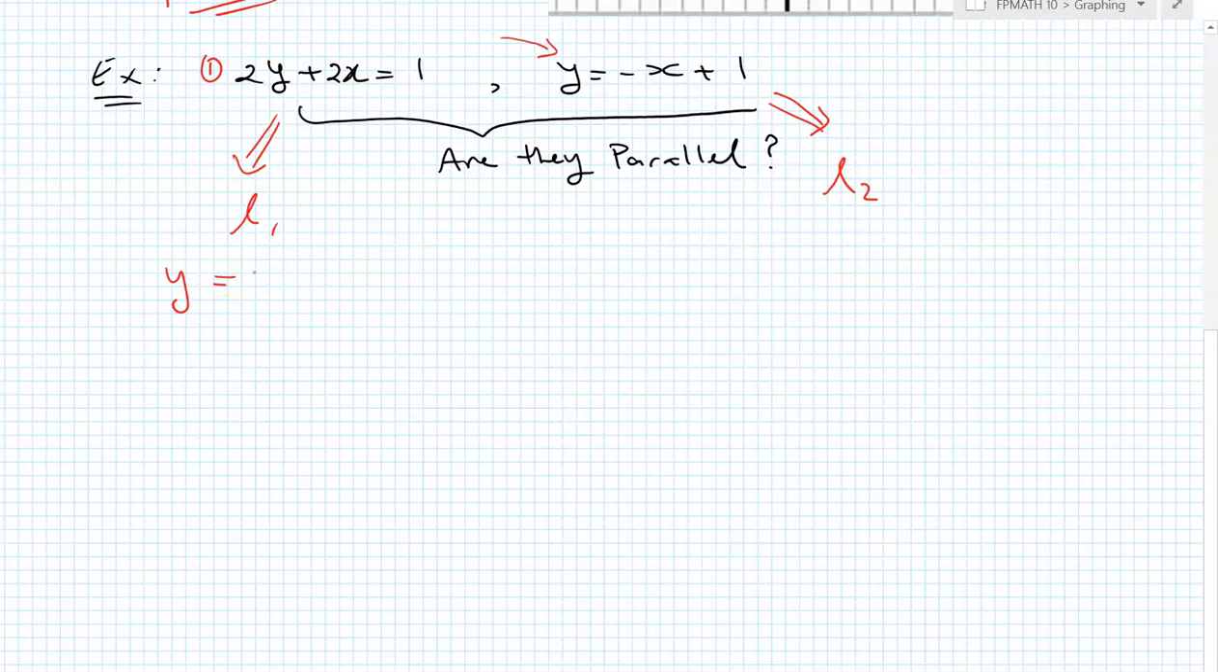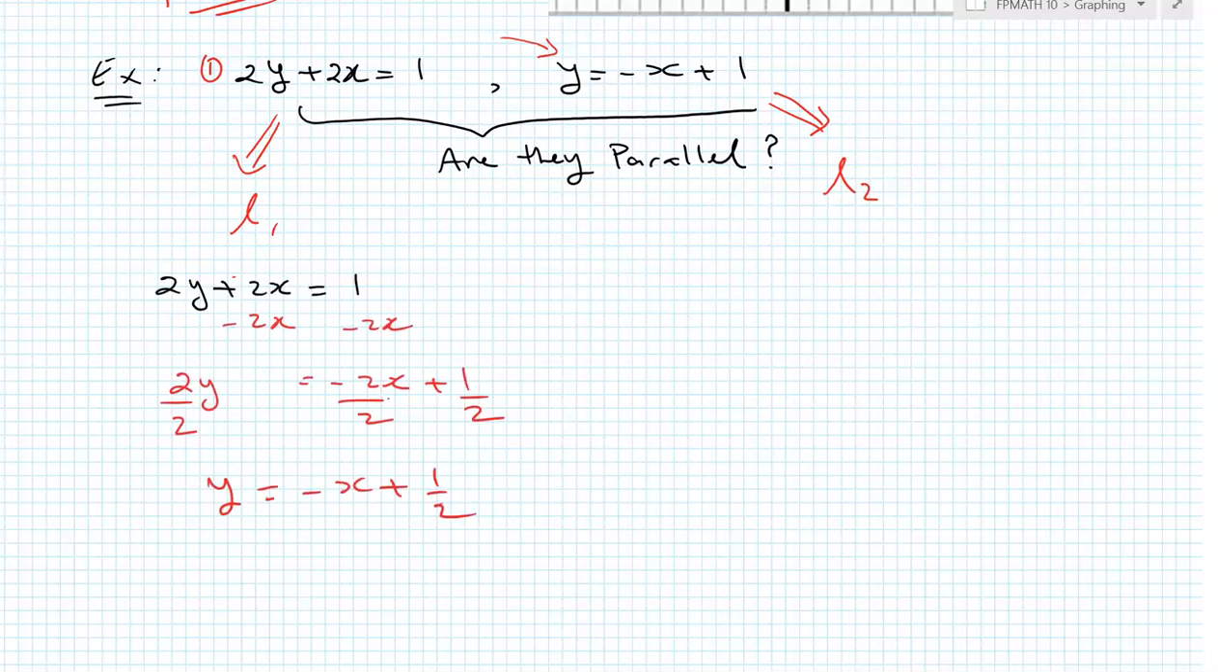You have to move the 2x to the other side and isolate y. Let's do the math and come back to it quickly, and that would be it. Okay, and now we have, so we subtract 2x from both sides, we get 2y equals -2x plus 1, and then you have to divide both sides by 2 because we want y on its own, isolating y, and y equals -x plus 1/2. That's the equation we have.